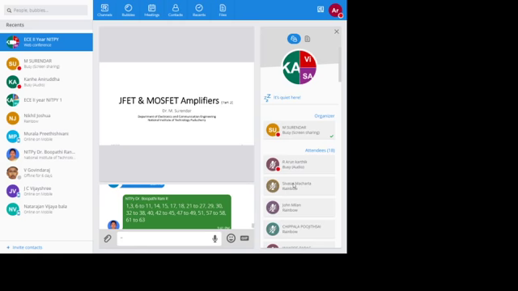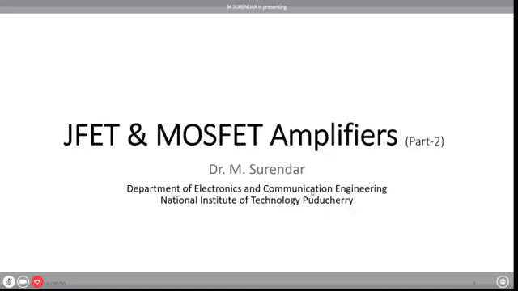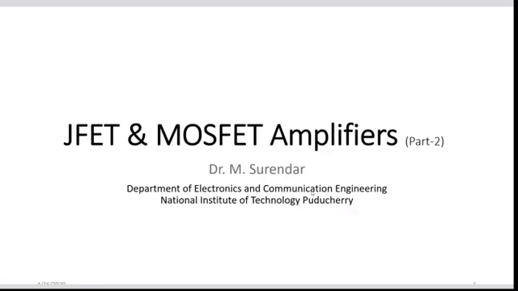Different circuit configurations. One is the common gate configuration. Another one is the emitter follower configuration. Emitter follower, we have done with the BJT. The same thing is going to repeat with the JFET. Okay, so I am starting this session.